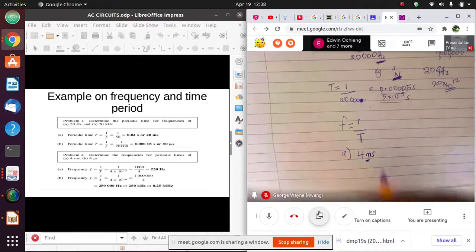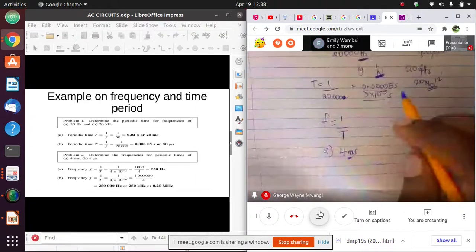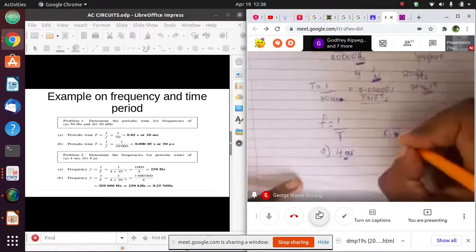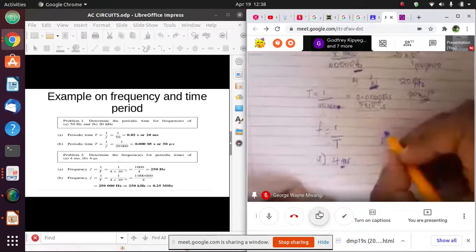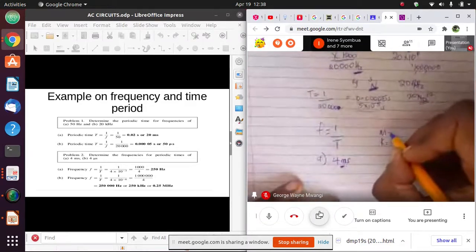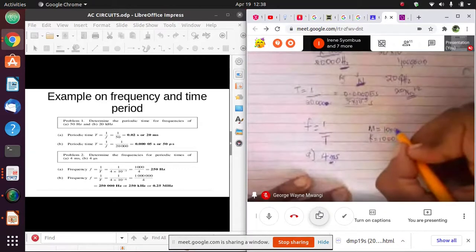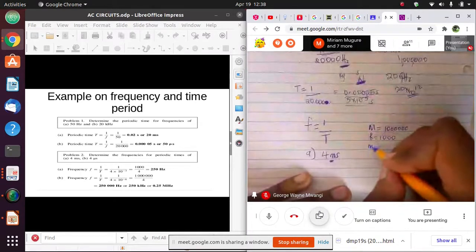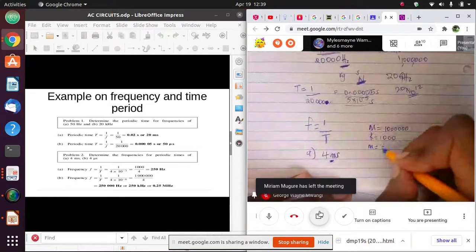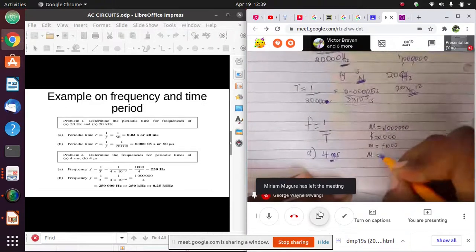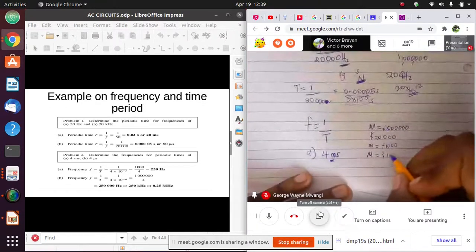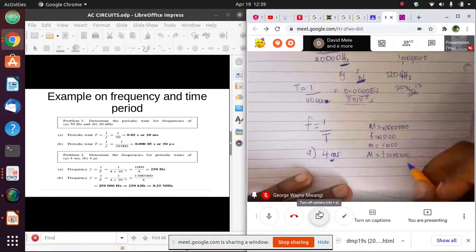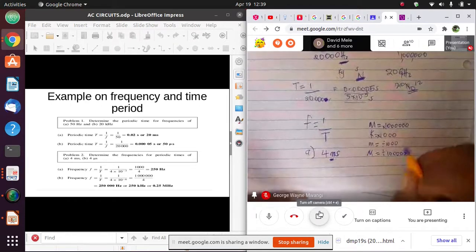Remember I told you the easy values, mega and kilo; you must remember them. When you're told kilo, you're multiplying by 1000. When you're told mega, you're multiplying by 1 million, 10 raised to power 6. When you're told milli, you're dividing by 1000. When you're told micro, you're dividing by a million, 10 raised to power negative 6. These things you have to know. These are the 4 basic ones.